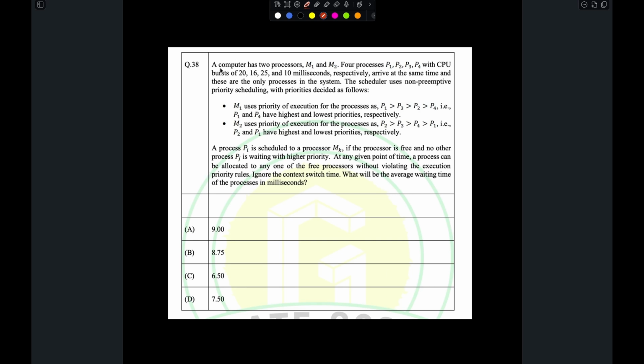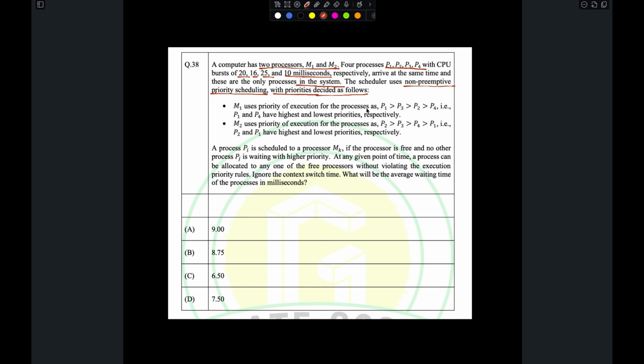And the question says, a computer has two processors, M1 and M2, and four processes P1, P2, P3, P4 with CPU bursts of 20, 16, 25 and 10 milliseconds respectively arrive at the same time, and these are the only processes in the system. Scheduler uses non-preemptive priority scheduling with priorities decided.